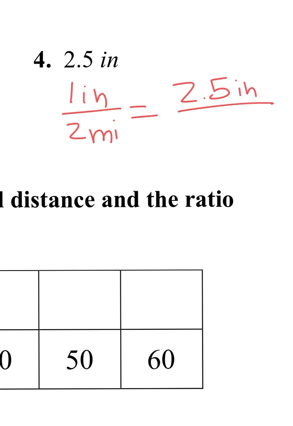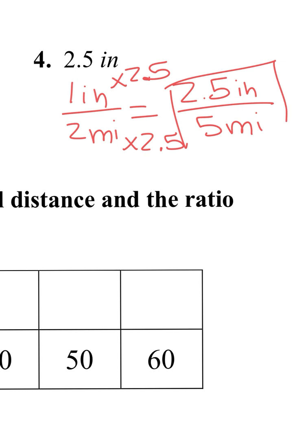So what are we going up by a factor of? We are, in fact, going up by a factor of 2.5. And whatever I do to the top, I do to the bottom. So 2 times 2.5. Okay, 2 times 2.5 is 5. Trust but verify. Okay, that is in fact the case, but yes, 2.5 inches on the map is 5 miles in real life. Check it.